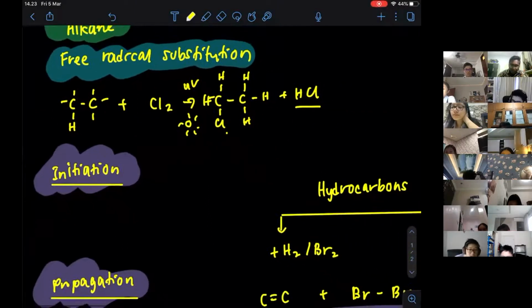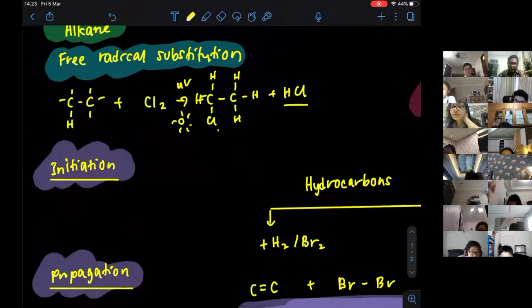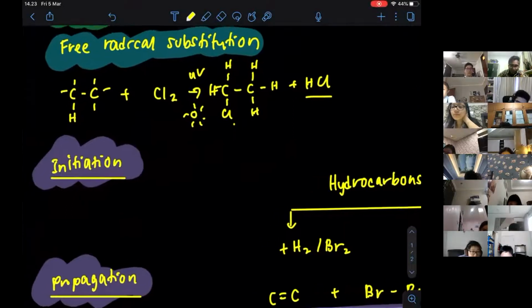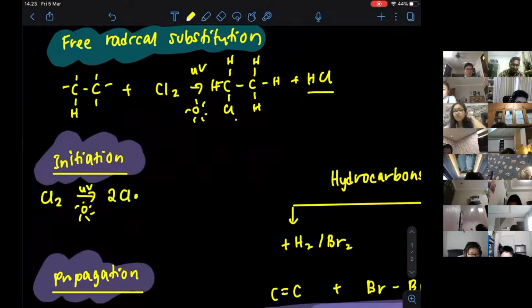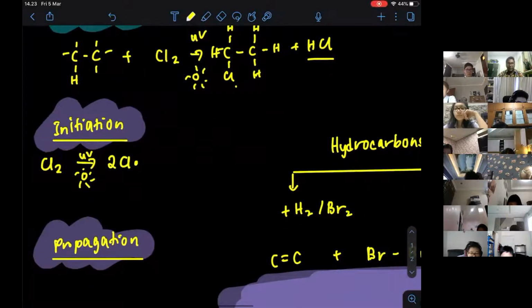So here, what are the steps? We have 3 steps. Initiation: if I want to write it down, it's going to be Cl2 in the presence of UV light or sunlight. Homolytic fission is going to happen to give you 2 Cl dot, free radicals. A free radical is a species that has 1 unpaired electron.